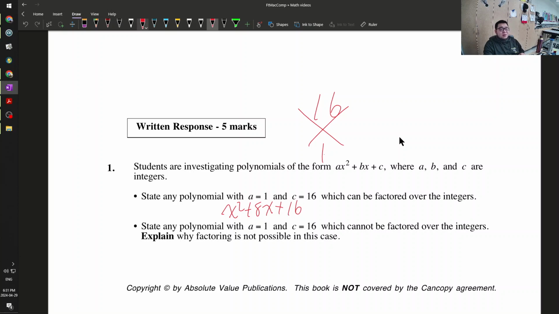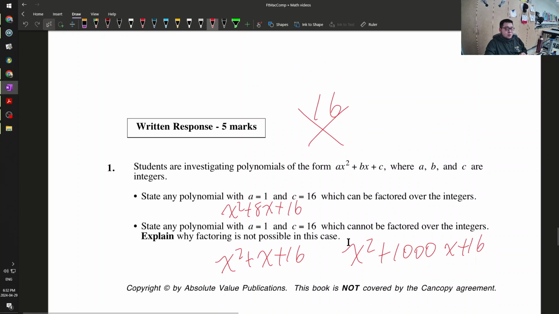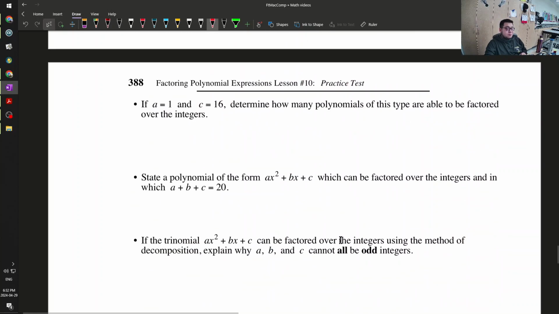So if you find any number on the bottom and you can't do a diamond puzzle, that means it cannot be factored. So x squared plus x plus 16, or x squared plus 1000x plus 16. Because what times what is 16 and adds to 1000? Nothing. Why is it not possible? Well, the diamond puzzle doesn't work.